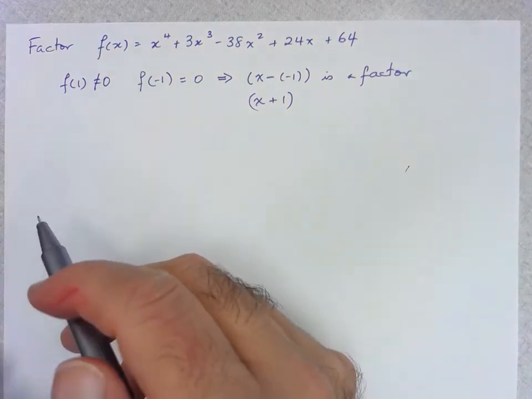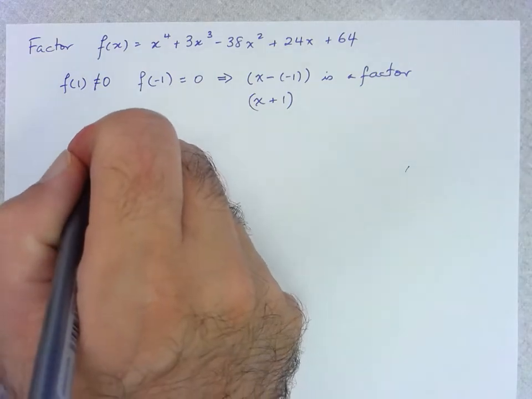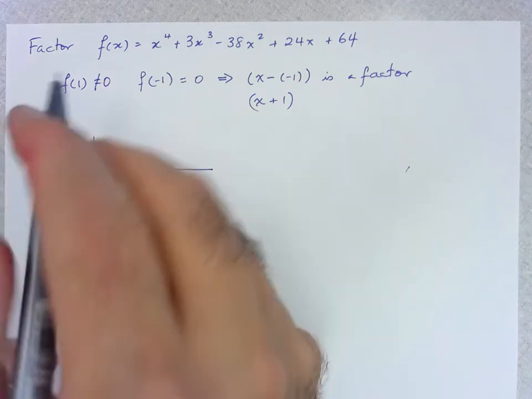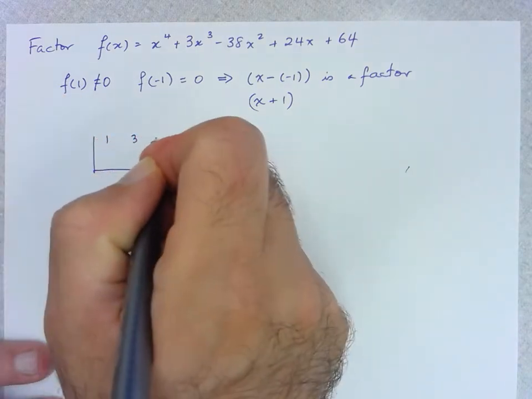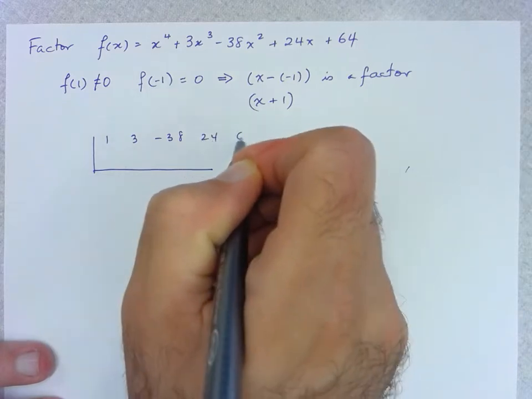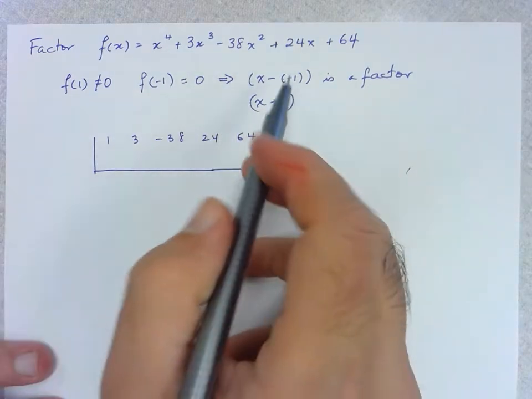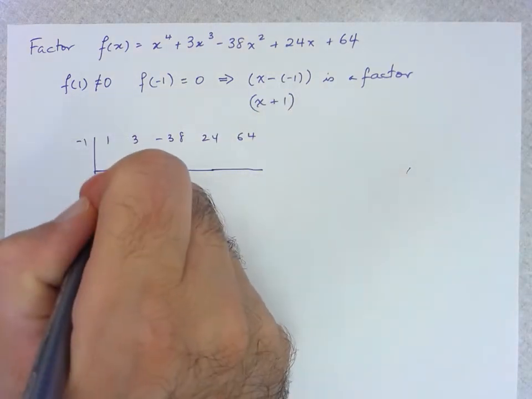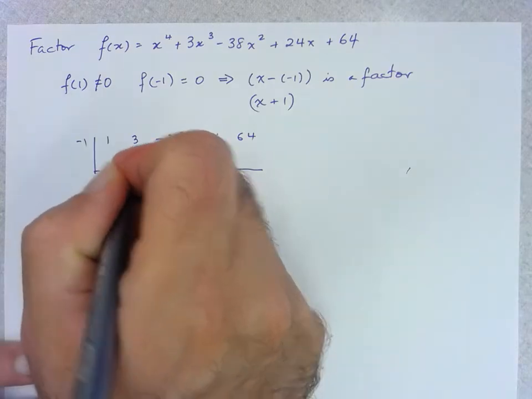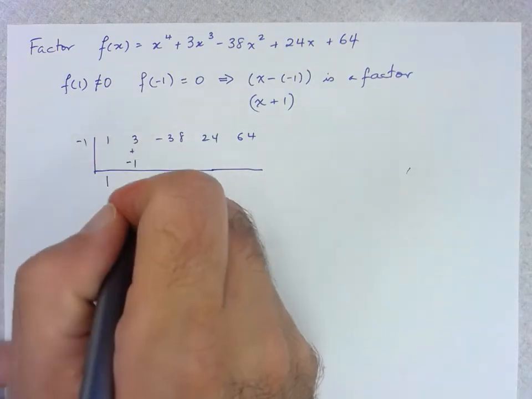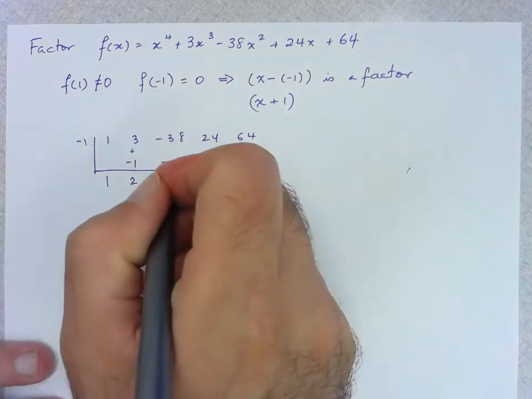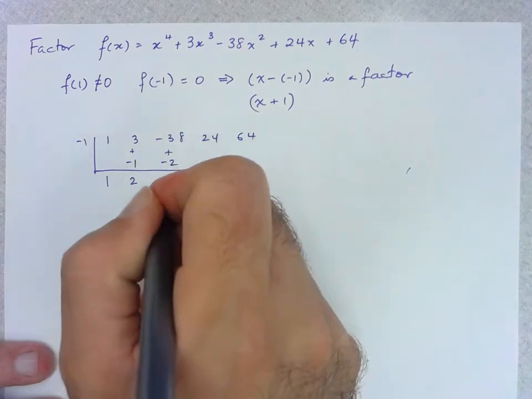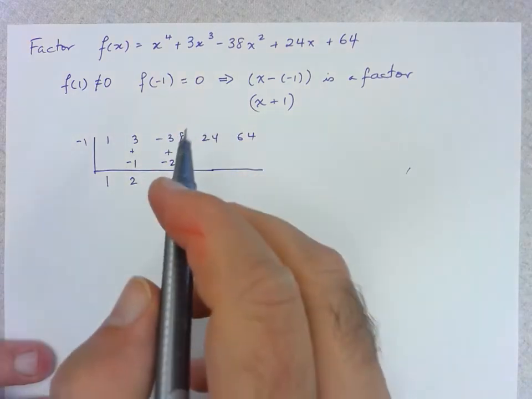So that's step 2. Step 2 is now to divide this function. Okay. So again, I'm just going to work with the coefficients with synthetic division. So I've got 1, 3, -38, 24, 64. Okay, and here my a value is -1. Okay, so bring down the leading coefficient, 1. -1 times 1, -1. Add these two. 3 minus 1 is 2. Multiply. -2. -38 plus -2 is -38 minus 2. So -40. Okay. Now we keep going.